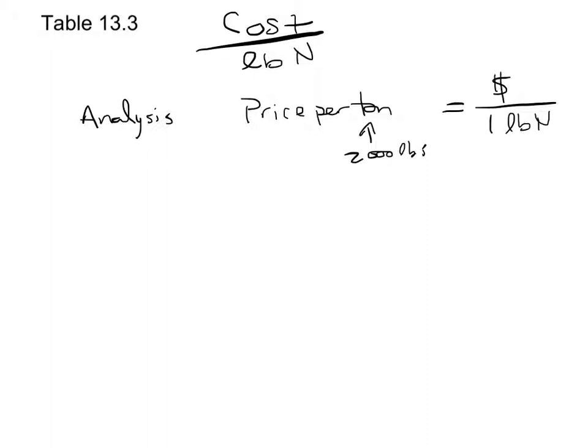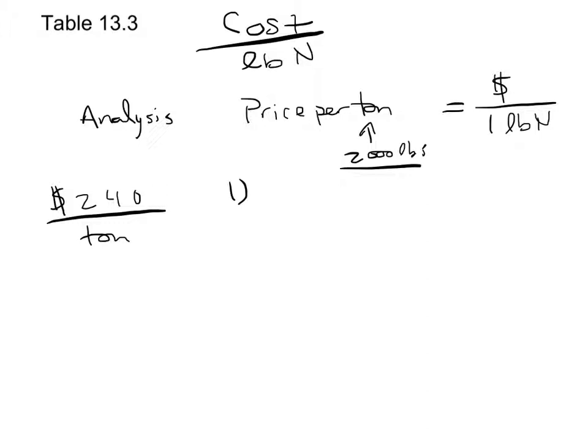Okay, the first line says the fertilizer is urea. It's 45% nitrogen, no phosphorus, no potassium. The price is $240 per ton of urea. Well, what we need to do first step, is to ask the question: how many pounds of nitrogen is in this 2,000 pounds of urea?